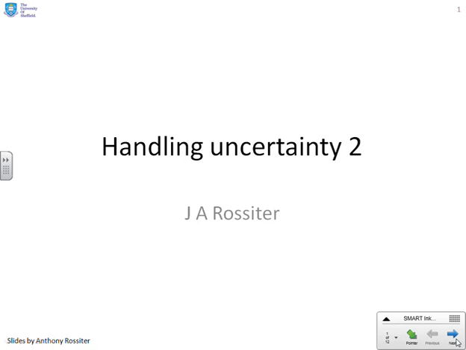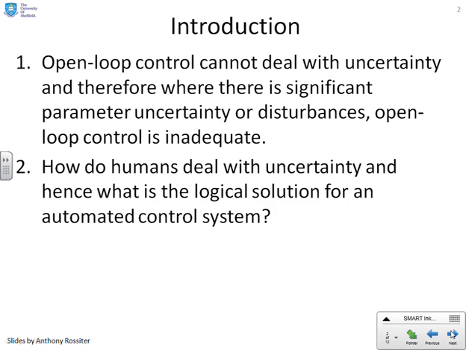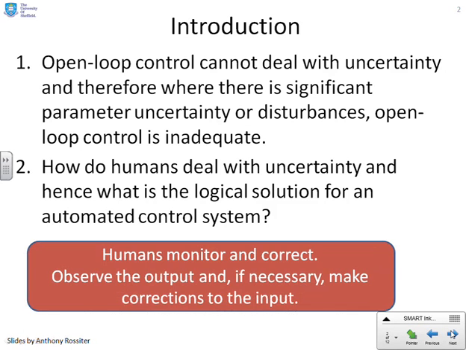This is the second video on uncertainty. Now, in the first video, we demonstrated that open loop control cannot deal with uncertainty, and therefore where there is significant parameter uncertainty or disturbances, open loop control is inadequate. But you might be confused because you might think, well, humans deal with uncertainty all the time and we're quite good at it, so there must be a simple logical solution for an automated control system.